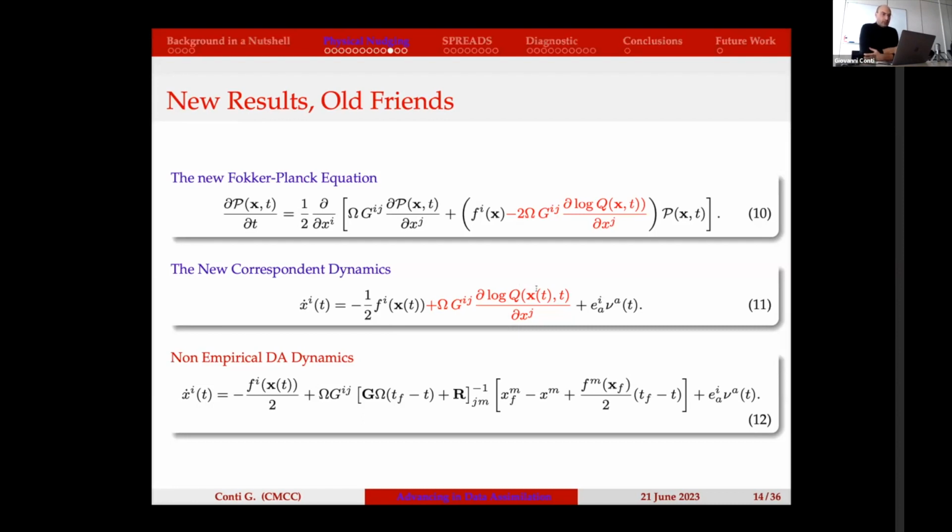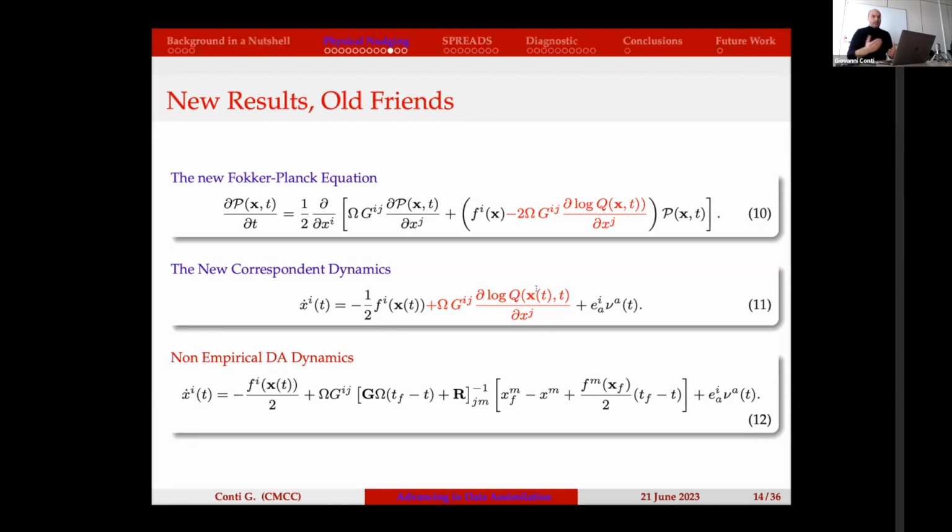Now, this is really interesting, but the point is that the results are quite formal. And also, even using a low-order model, the computation of this probability function is difficult. So what can we do? We cannot stop right here.